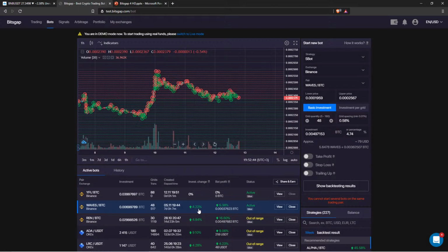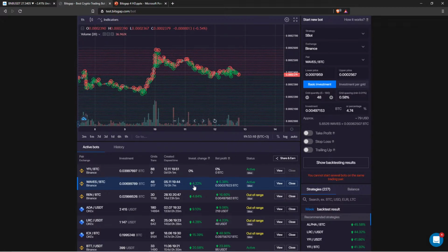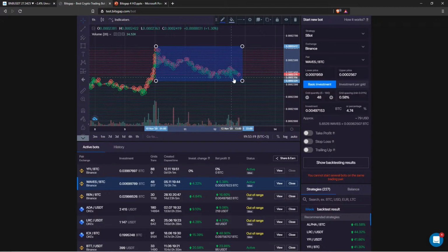Whereas the investment change can be different. So do not frustrate yourself with the investment change lower than the bot profit. That just means that as of now, the value of Waves has affected your total investment, and that means that as you see the market is falling, even though the bot keeps generating profits on your behalf, your investment is lower than the bot profit. That's because during this exact period, the price of the base currency has been falling, which negatively affects your investment.